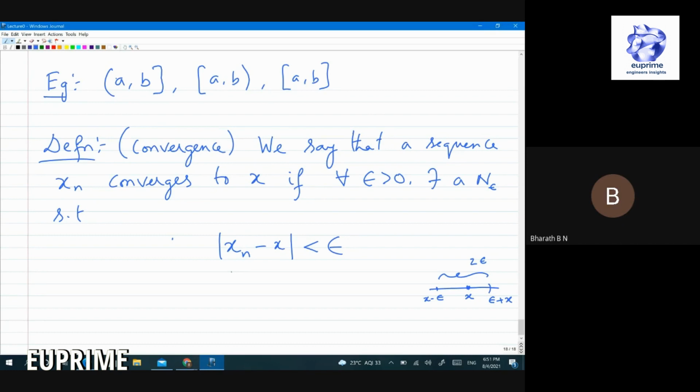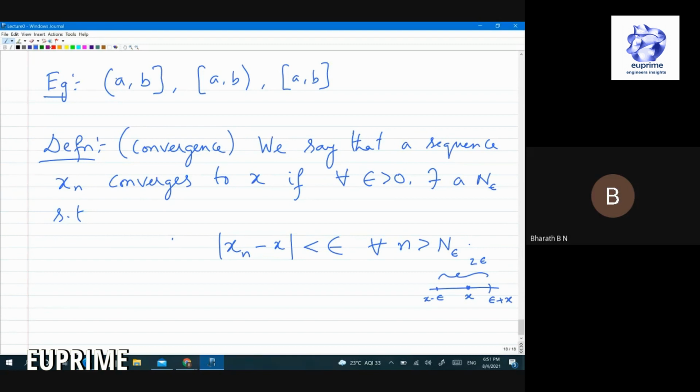So now, the moment I say this, I'm saying xn has entered the 2 epsilon room, right? So when will this enter? And it will remain there, right? It will remain in the 2 epsilon room forever. So I should say that xn is within this for all n greater than n epsilon, right? If you take a stage beyond n epsilon, all the numbers in that sequence will remain inside this epsilon room.